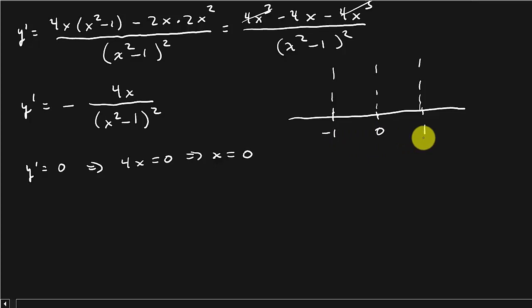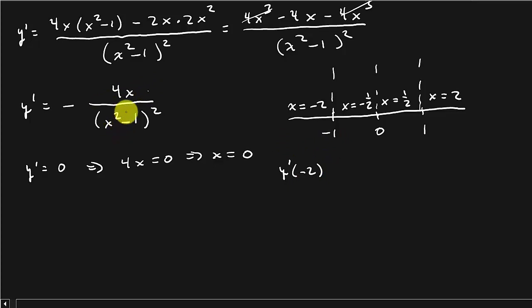And now we're going to pick numbers from each interval. So we're going to have to do y prime of negative 2. I'm going to take the negative 2 and plug it into this one right here.